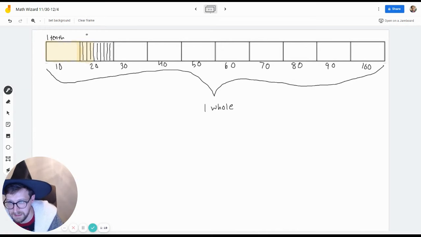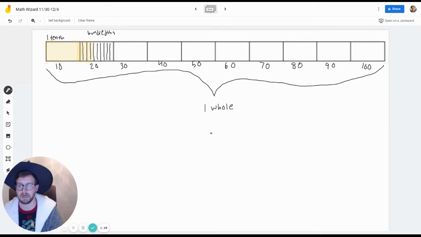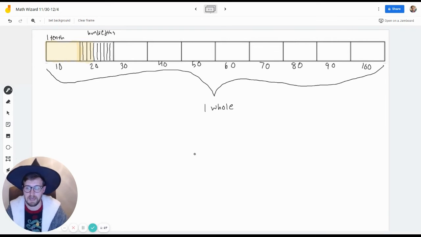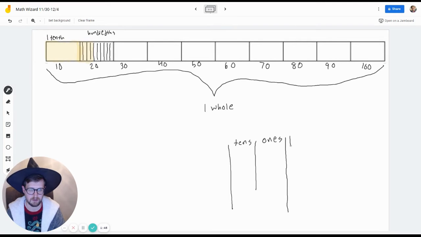These pieces here are hundredths. Hundredths, because it takes 100 of them to make one whole. We've stumbled onto, because we're doing our times 10 here, another times 10 piece. Another 10 piece. So we know our tens and our ones, and then our decimal place.